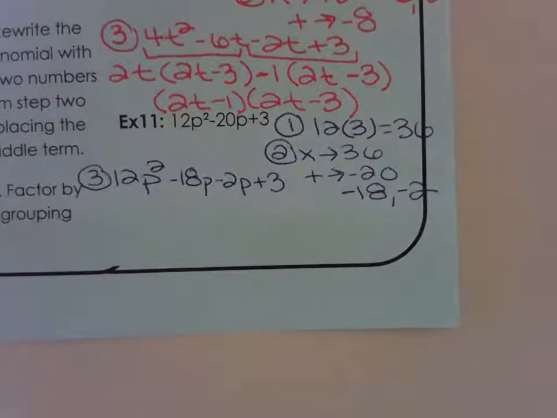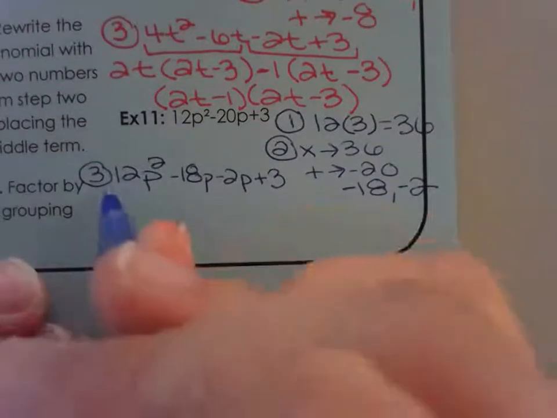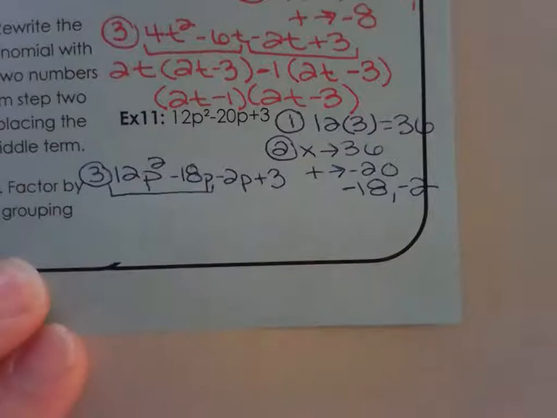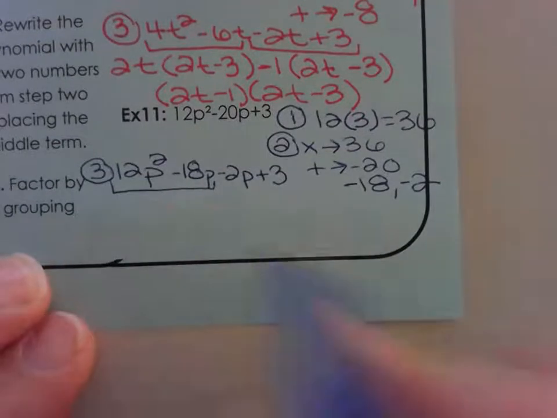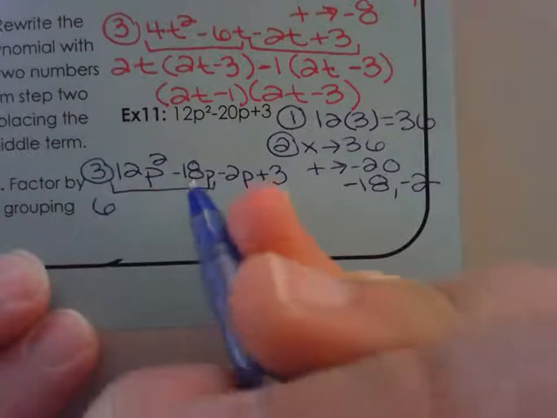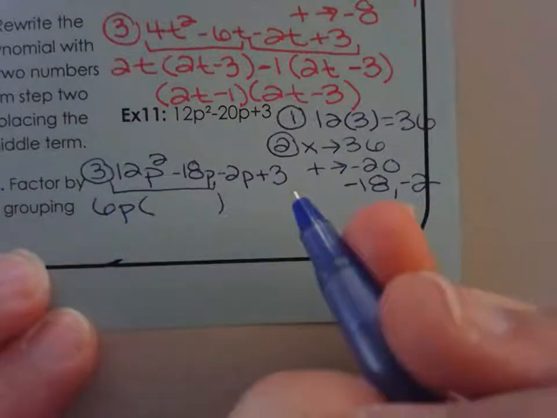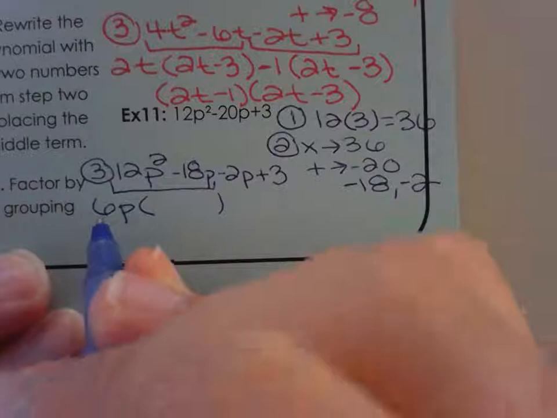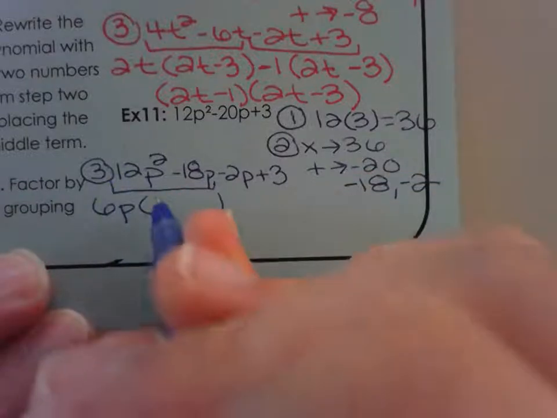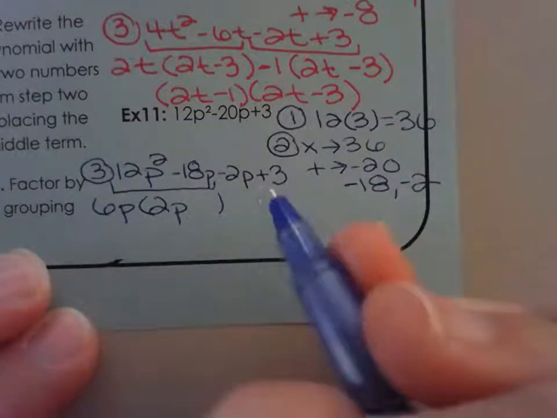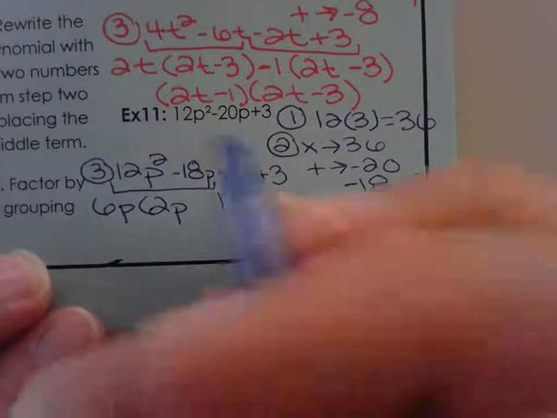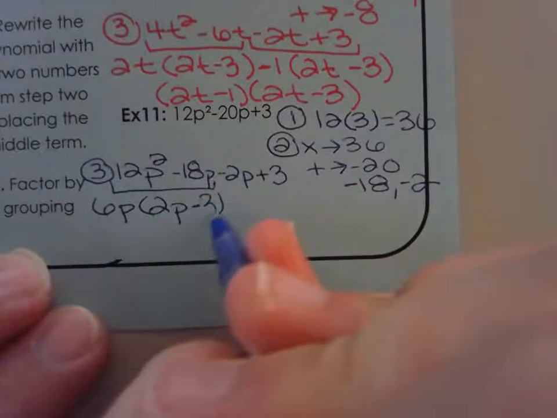Now I have four terms. Whenever you have four terms, you always factor by grouping. If I group the first two, the GCF for 12 and 18 is 6p. 6 times what gives me 12? 2, and I have a p left. 6p times what gives me negative 18p? Negative 3.